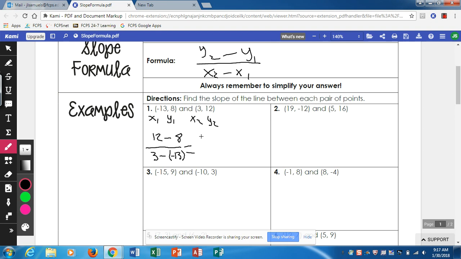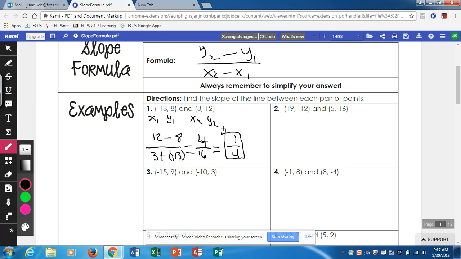Okay, so we just need to go ahead and do this. 12 minus 8 is 4. And anytime we have a double negative, it changes to positive. So then we have 3 plus 13, which is 16. And this 4 over 16 reduces to 1/4. Okay, and that is what our slope is for this particular problem.